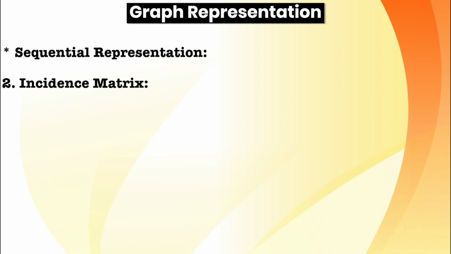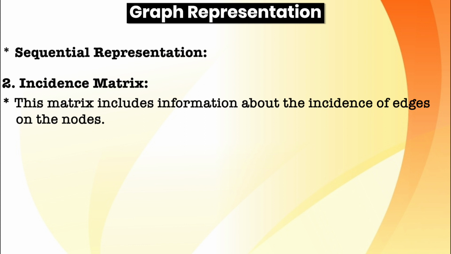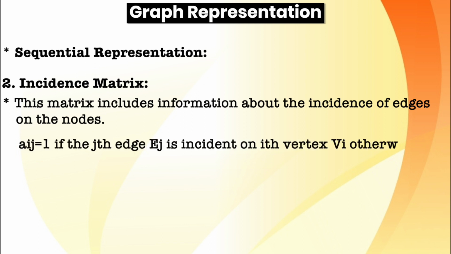The second matrix, the incidence matrix, includes information about incidence of edges on the nodes. Here Aij = 1 if the jth edge Ej is incident on the ith vertex Vi, otherwise it will be 0. It is a matrix of order V cross E.